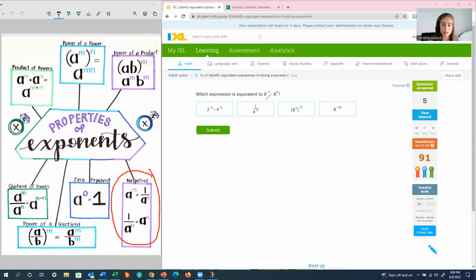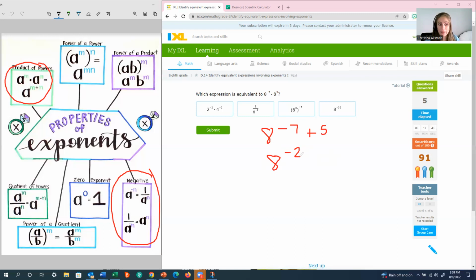So we have 8 to the negative 7th times 8 to the 5th. Well, I can see that these two powers are being multiplied, meaning I will use this rule, and I need to add my exponents together. So 8 to the negative 7 plus 5. Negative 7 plus 5, remember negative 7 is all the way to the left on the number line. If we add 5, that moves us to the right, and we would land at negative 2.